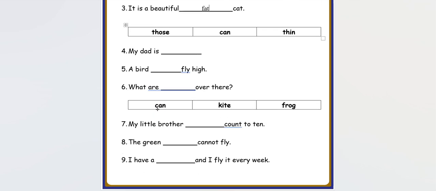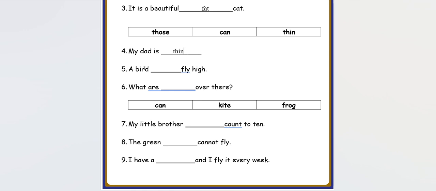We move to question number 4. We have also 3 words. We have those, can, and thin. My dad is thin. My dad is thin.